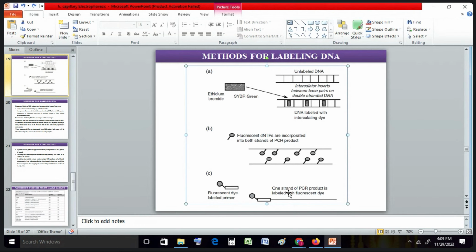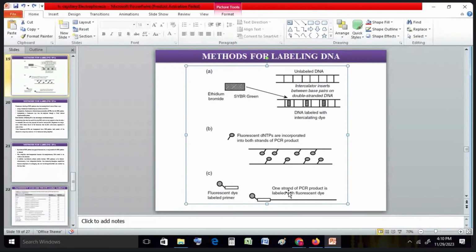If not, the last one is the most popular one, that is using the fluorescent labeled primer. Now you can understand, you are labeling the primer. Just for example, you are doing 4 PCRs in a multiplex reaction, and for each and every PCR, you have to use 2 different primers, or 1 pair of primers. So, 4 pairs of primers. You can label each and every primer with a different color.